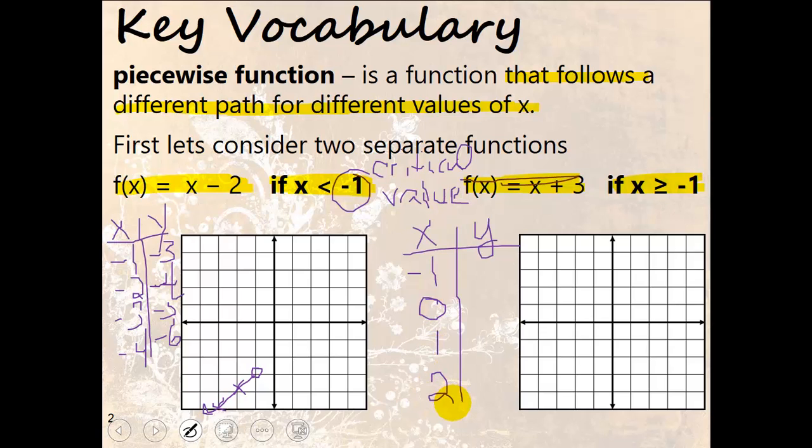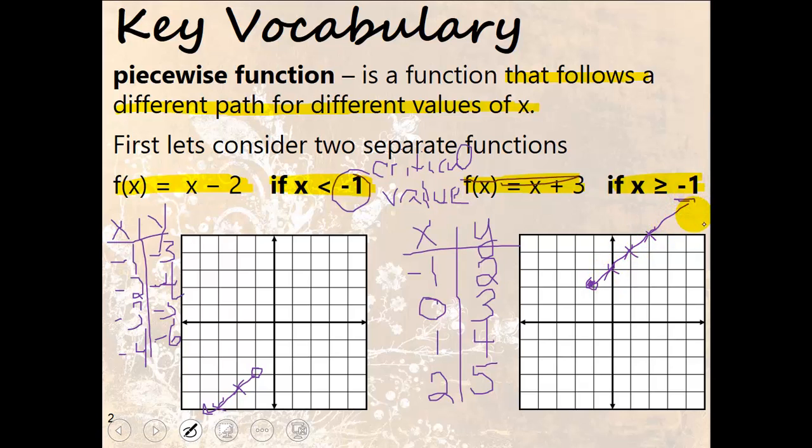If I plug in a -1, then I have -1 plus 3, that's 2. If I plug in a 0, I get 3. If I plug in a 1, I get 4. Oops, there's Eli. And if I plug in a 2, I get 5. All right? So let's graph this. I have -1, 2, and that's a closed dot. So I'm going to make an open dot, and then I'm going to try and color it in, okay? That's closed. Then 0, 3, and 1, 4, and 2, 5. And you see what I've done here?